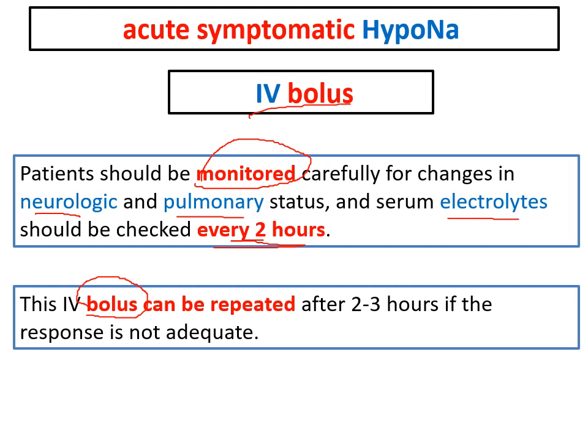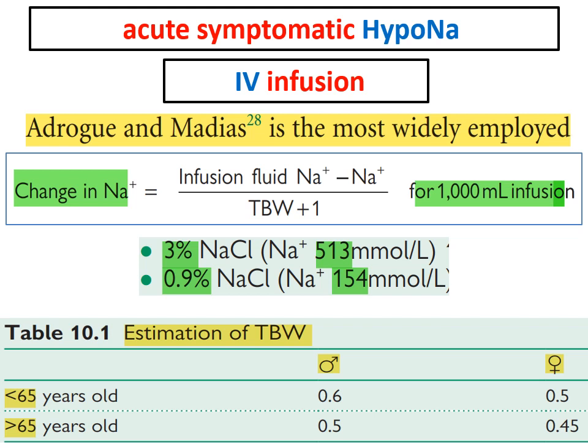If there is improvement with the IV bolus in the neurological manifestations and in the serum sodium, and the sodium increased by 4 to 6 millimole per liter, we should continue by IV infusion. After the IV bolus, we should continue sodium correction by IV infusion. How to calculate the amount of hypertonic saline to be given as an IV infusion? We use this formula, what is called the Adrogue-Madias formula. It is the most common formula.